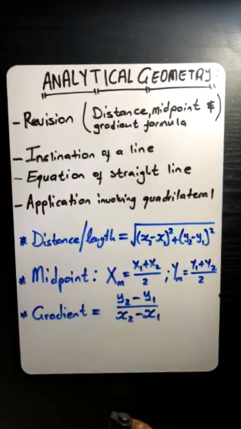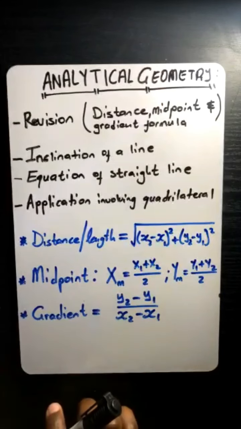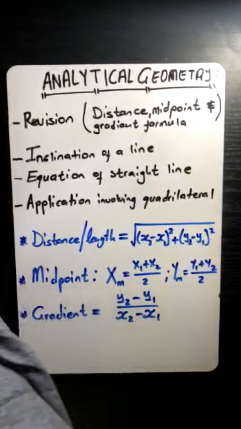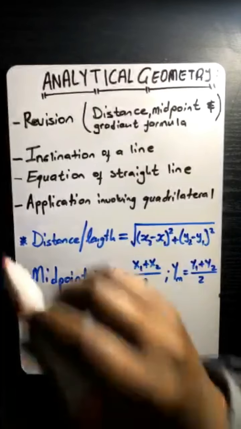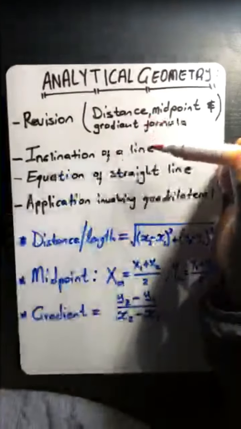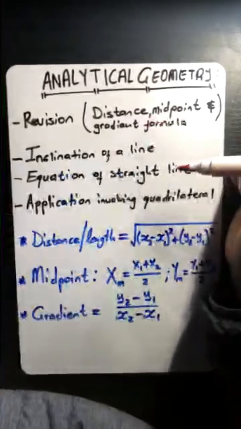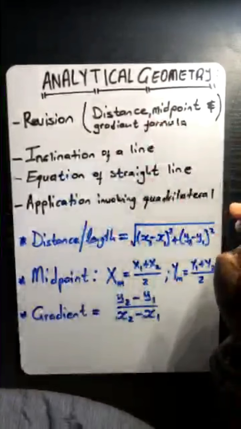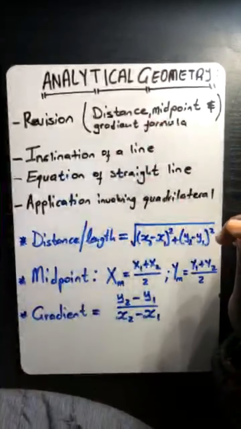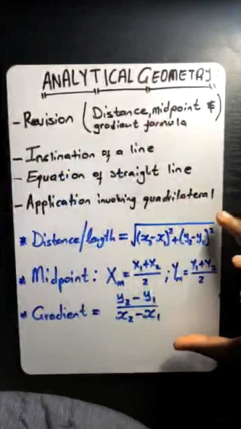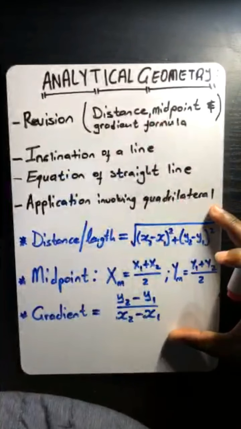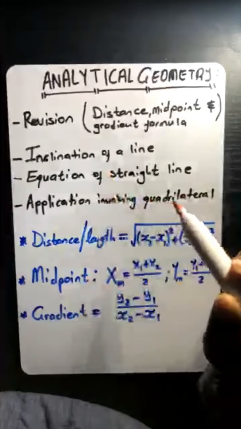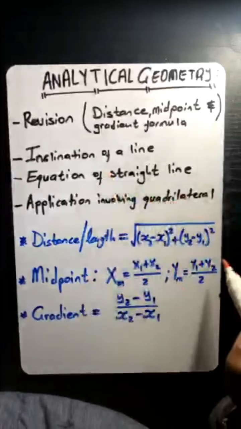Okay, 100%. So in today's lesson, what I'm going to be doing is to take you through revision, inclination of a line, equation of a straight line, and application involving quadrilaterals. Obviously, most of you are able to notice everything over there. And one thing for sure, some of you are not seeing this for the first time.